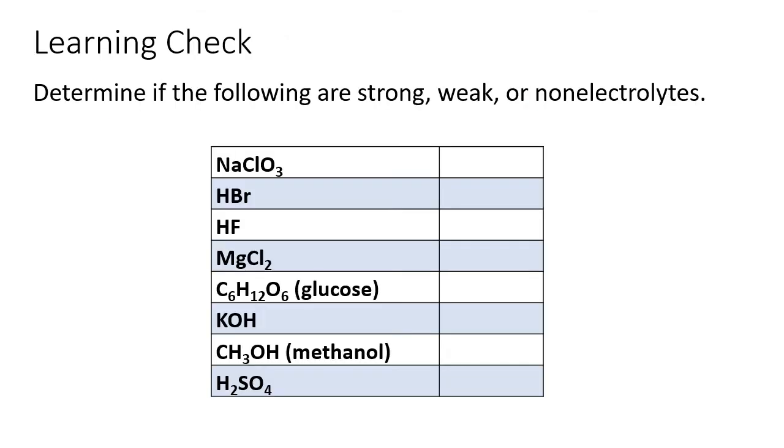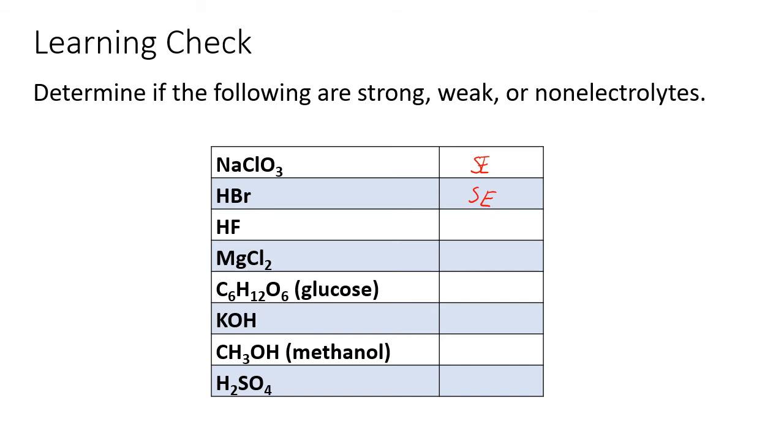Determine if the following are strong, weak, or non-electrolytes. Starting with NaClO3, this is sodium chlorate, and so we have a metal with a nonmetal. The nonmetal happens to be a polyatomic ion. And since this would end up being a soluble ionic compound, it's going to also be a strong electrolyte. HBr, this would be hydrobromic acid. This is one of our strong acids, and so it'll ionize 100% into hydrogen ion and bromide anion. This would also be a strong electrolyte.